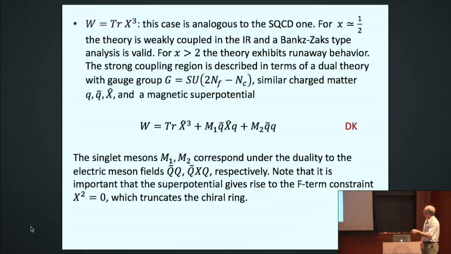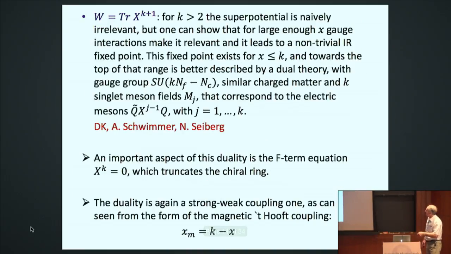So that basically works like in SQCD. And in fact, you can generalize it to higher polynomial superpotentials. Here, there is a kind of a new feature that appears, which is that naively such superpotentials should not play a role in the infrared because they're irrelevant, but one can show, again, using things like A maximization, that if the gauge interactions are strong enough, they become relevant and lead to non-trivial fixed points.